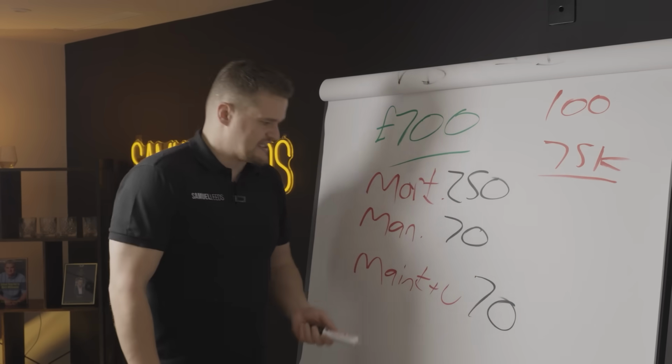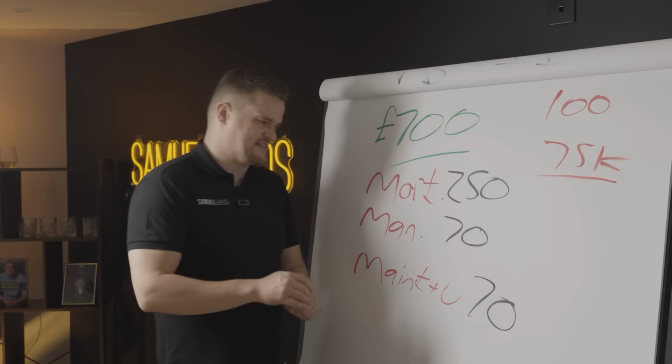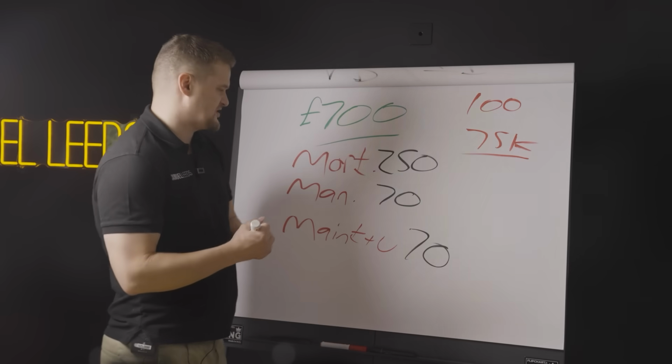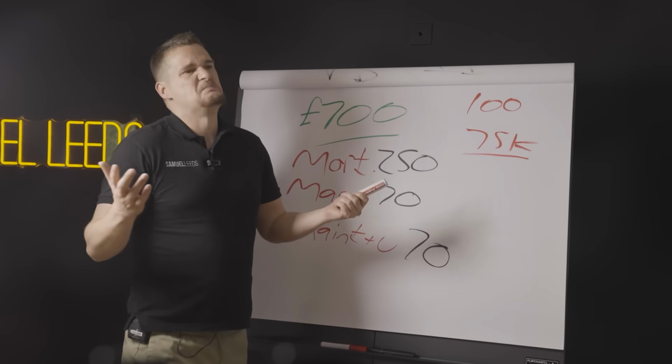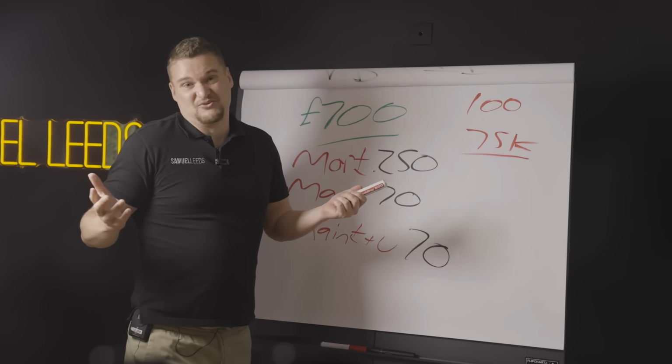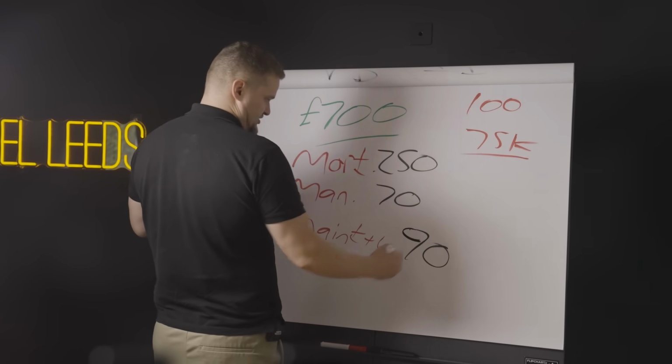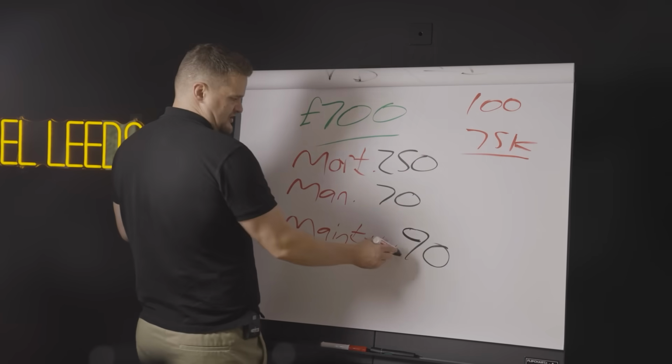So what's that leaving us with? Are there any other expenses? Not really. Insurance, you're going to have to pay. Insurance is very minor. That's about £20 a month. Very little. I mean, let's do that. Let's put this 70 up to 90, shall we? Maintenance, voids, and just insurance.